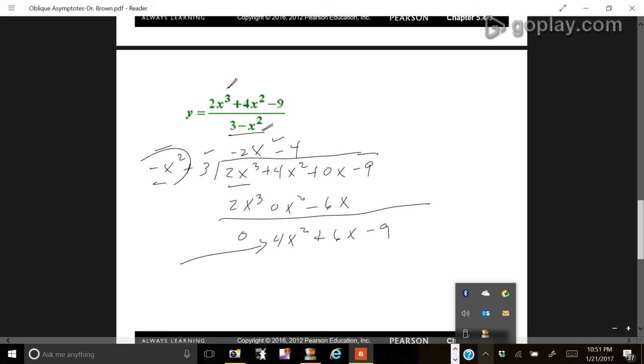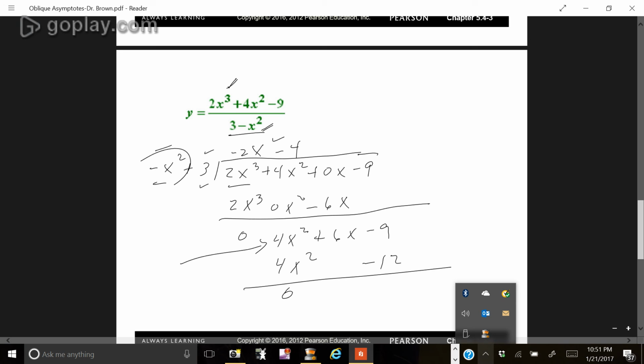So minus 4 times minus x squared is 4x squared. 3 times minus 4 is minus 12. We get 0, 6x, plus 3. And this is our remainder. But notice the oblique asymptote is y equals minus 2x minus 4.